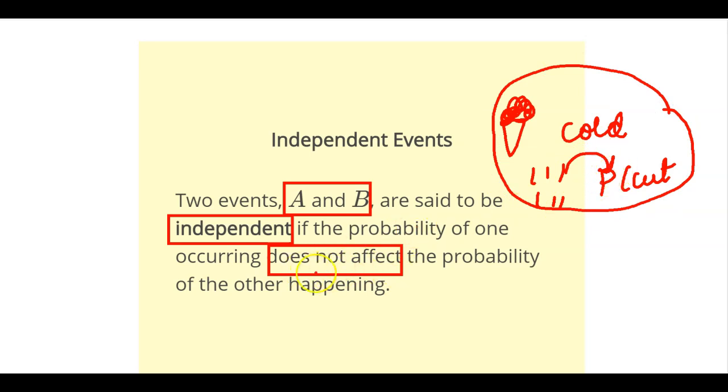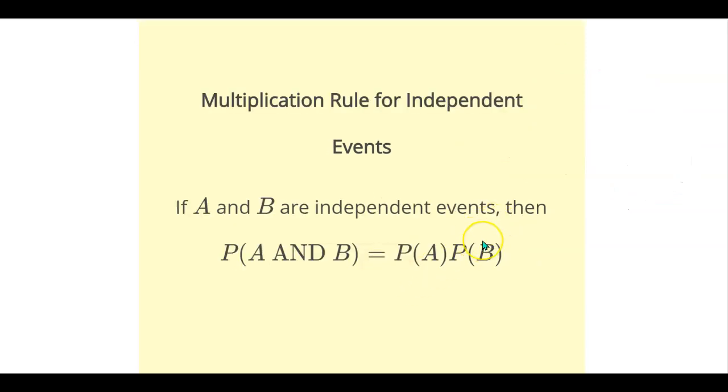But events that do not affect one another, they are independent. Okay? So now let's take a look at the examples. Trust me, it makes much more sense when we work on examples. All right. So for the multiplication rule, this is called the multiplication rule.